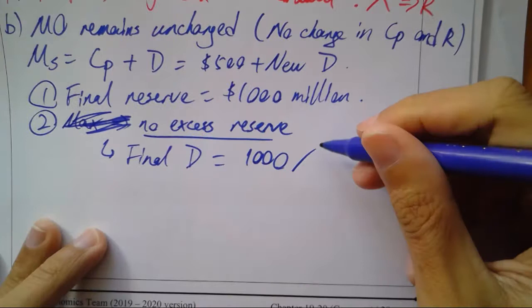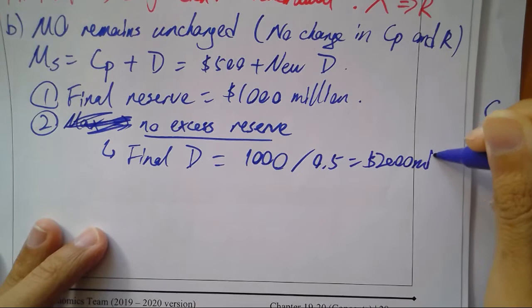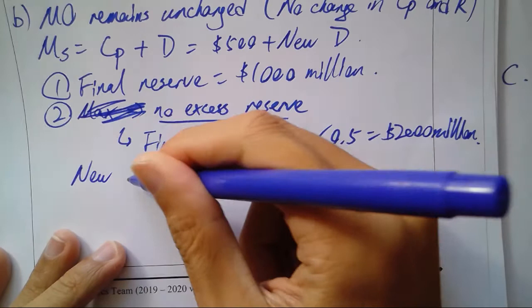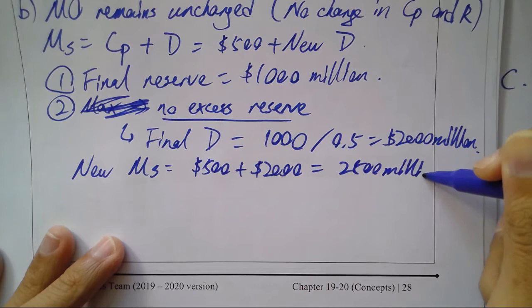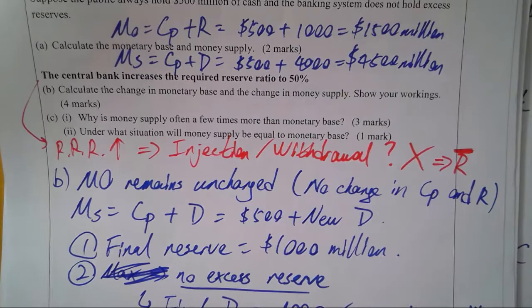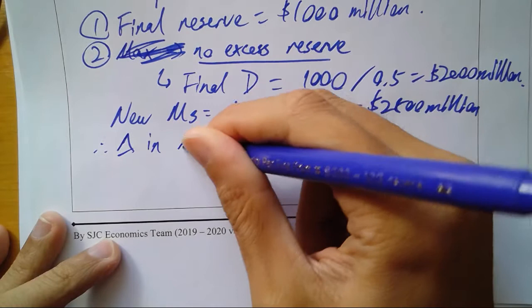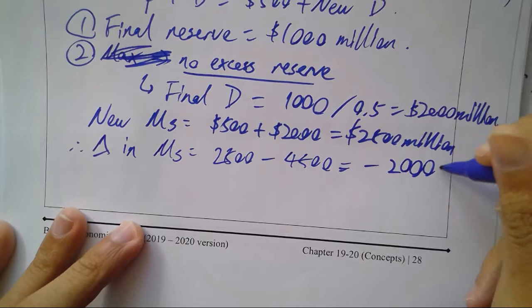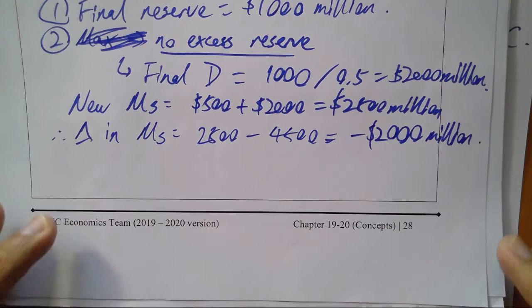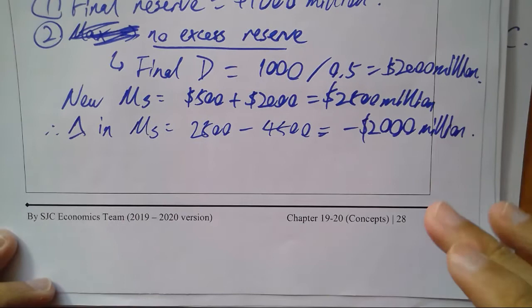0.5. 2,000 million. Okay, 得不得? Now, therefore, new money supply would be 500 plus this amount, 2,500 million. 那未完的哈。The question asks for the change in money supply. Therefore, the change in money supply would be 2,500 minus 4,500, would be decreased by 2,000 million. 原來會少了2000個 million 了。 OK, so this is how we do Part B.